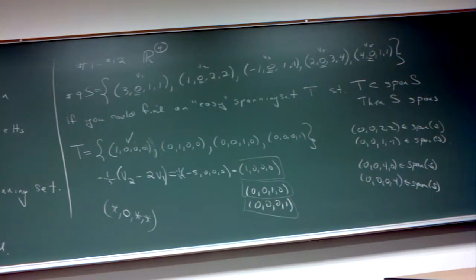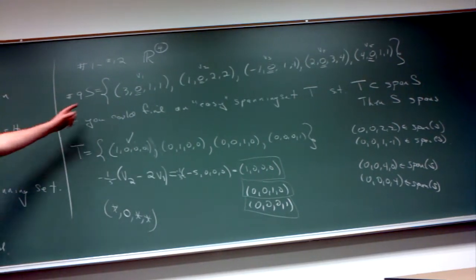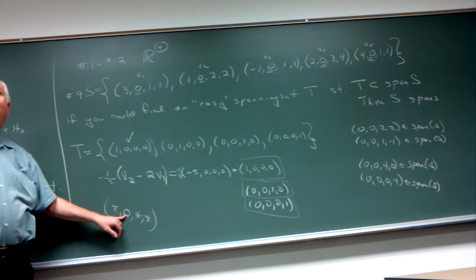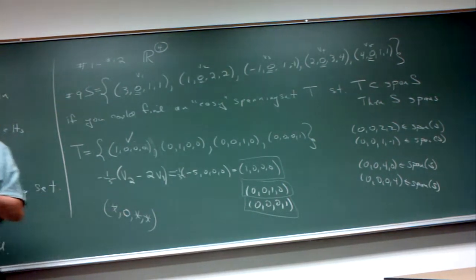Therefore, S cannot possibly span the whole thing. So in this case, S is not linearly independent. That was the easy part because it was too big. But S also doesn't span, because if you take any possible linear combination of the 5 elements in S, you're always going to be stuck with a 0 there. So you don't get the whole vector space.